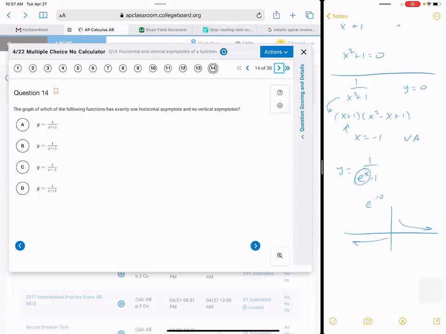But does this have any vertical asymptotes? Does e to the x minus 1 ever equal 0? Does e to the x ever equal 1? Yes, when x equals 0, right? So it turns out we end up with a vertical asymptote at 0.